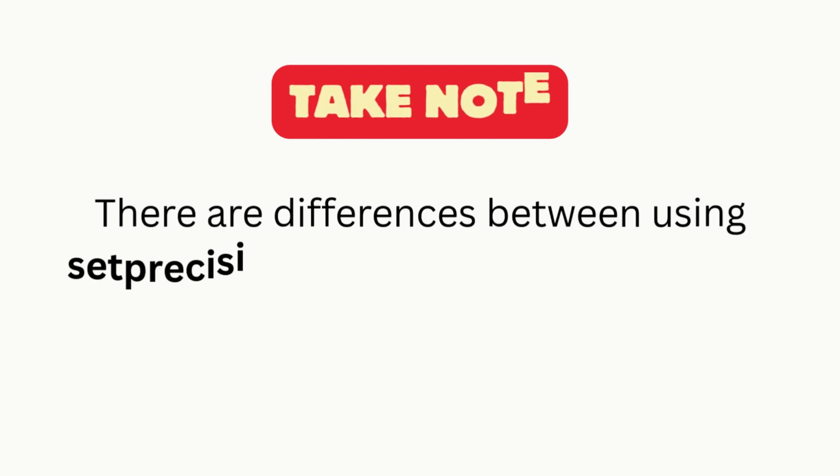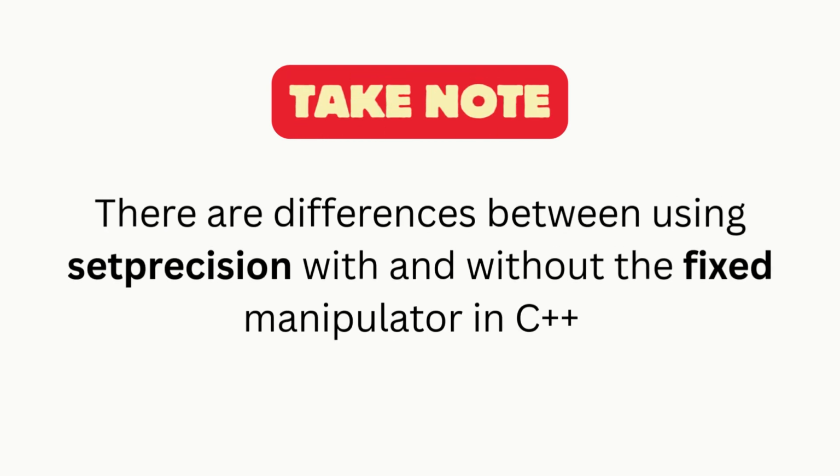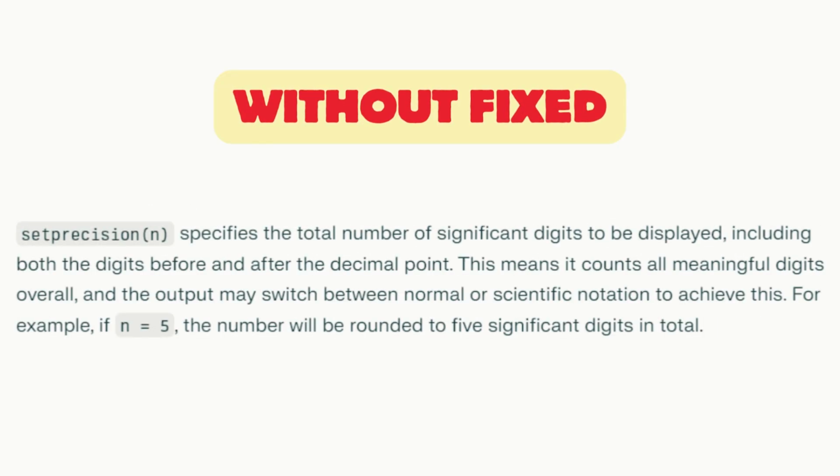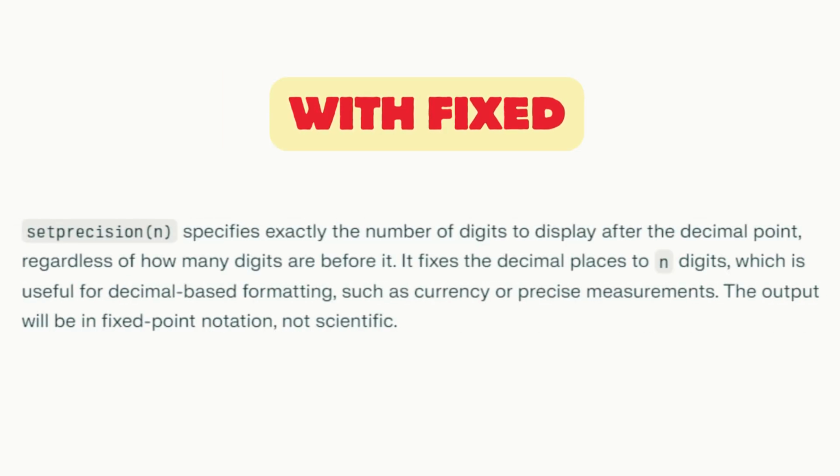There are differences between using setprecision with and without the fixed manipulator in C++. Without the fixed manipulator, setprecision specifies the total number of significant digits to be displayed, including both the digits before and after the decimal point. Setprecision with fixed specifies exactly the number of digits to display after the decimal point, regardless of how many digits are before it.